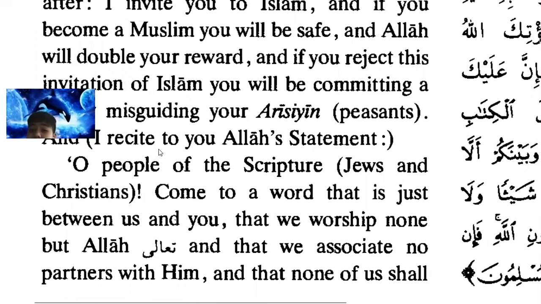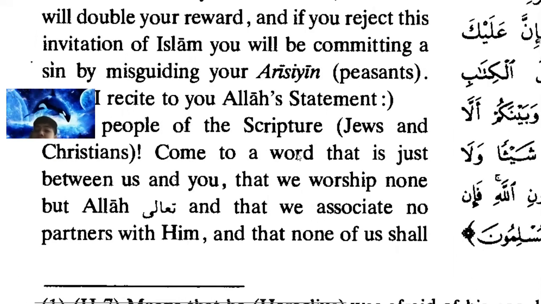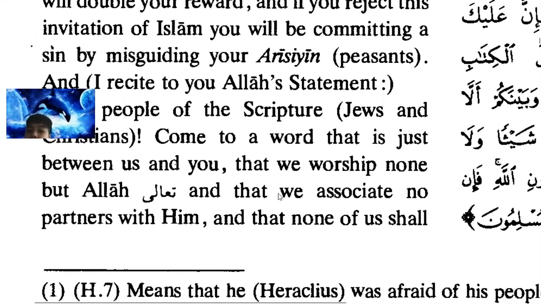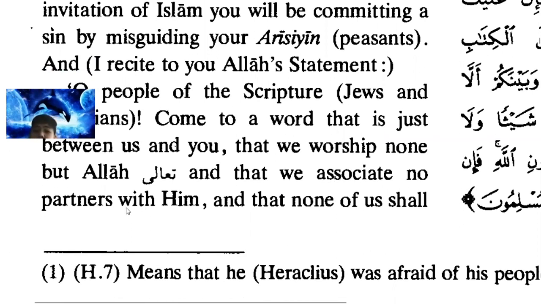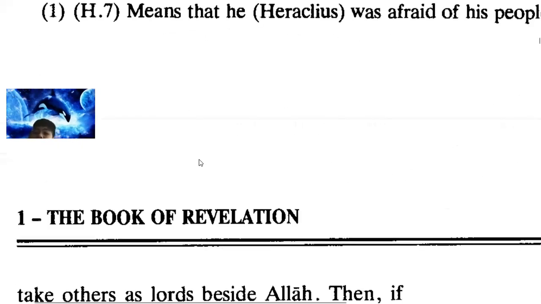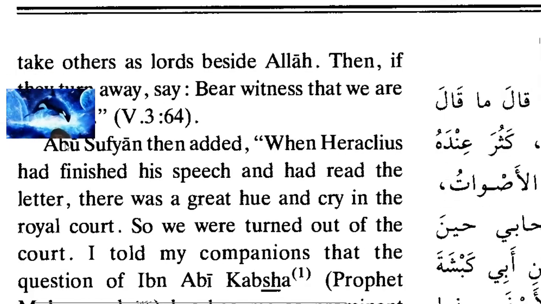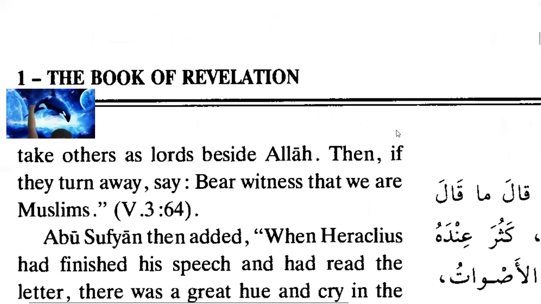And I recite to you Allah's statement: O people of the scripture, Jews and Christians, come to a word that is just between us and you, that we worship none but Allah, and that we associate no partners with him, and that none of us shall take others as Lord besides Allah. Then if they turn away, say, bear witness that we are Muslims.